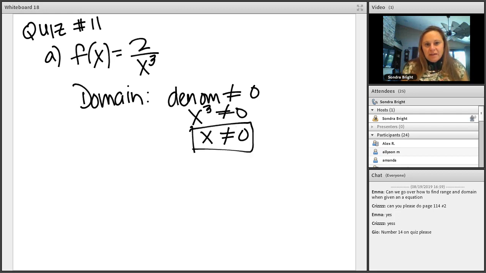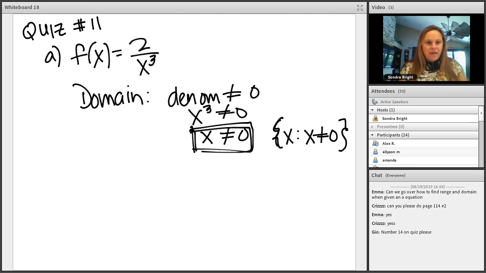X cannot equal 0. Technically, the mathy way of writing it is the set of x's such that x cannot equal 0. I'm okay with you just writing x can't equal 0. I'm not sure about all the other teachers, what their rules are on that, but that's your domain.